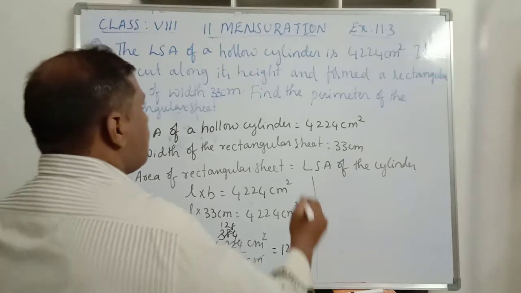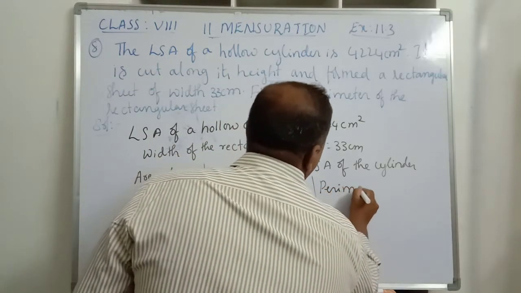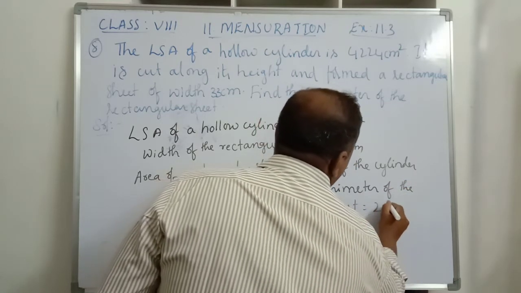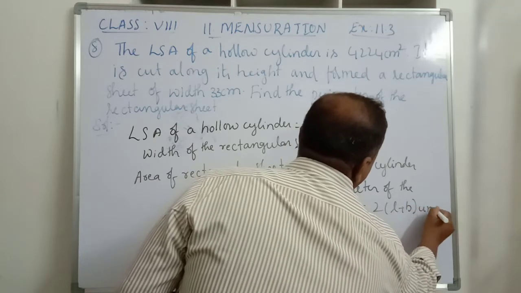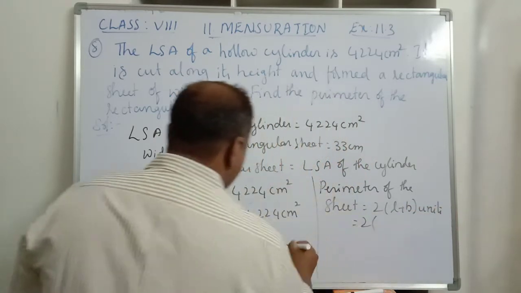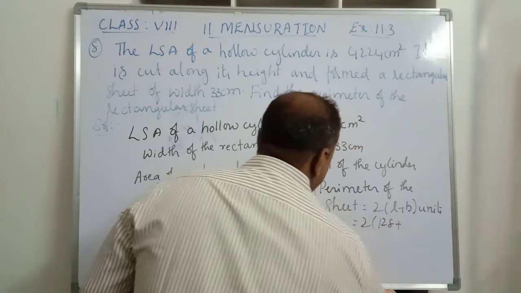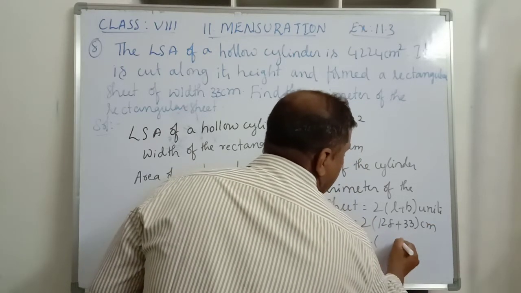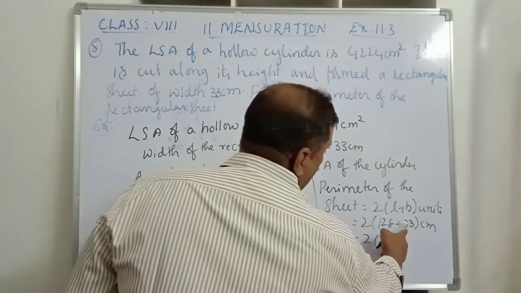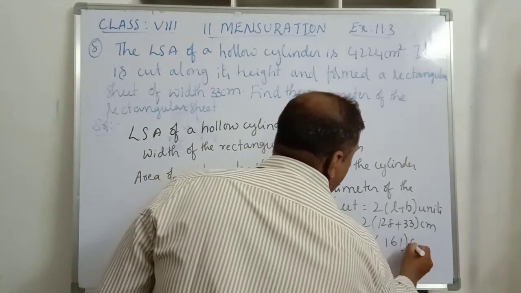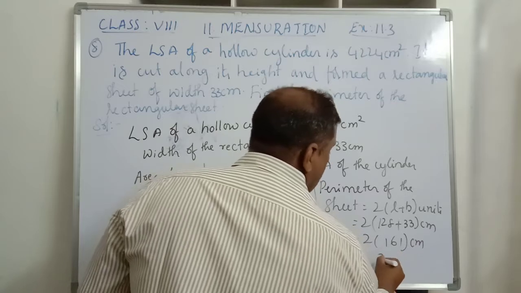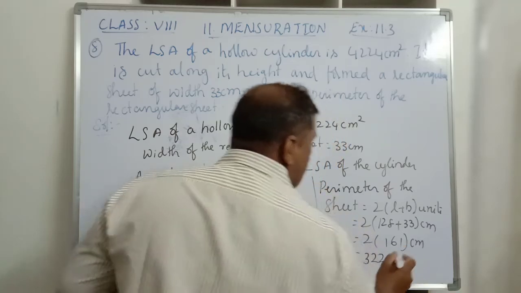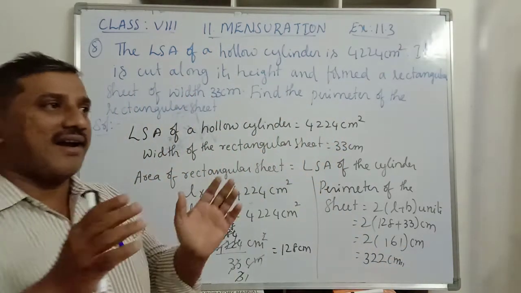What we have to find? The perimeter of the sheet. The perimeter of the sheet is, by the formula, 2 into (L plus B) units. That is 2 into (length 128 plus width 33 centimeters). Now add: 8 plus 3 is 11, so 1 plus 3 is 4, 4 plus 2 is 6, that is 161, into 2. 2 1s are 2, 2 6s are 12, 1 carried, 2 1s are 2 plus 1 is 3. 322 centimeters is the perimeter of the rectangular sheet.